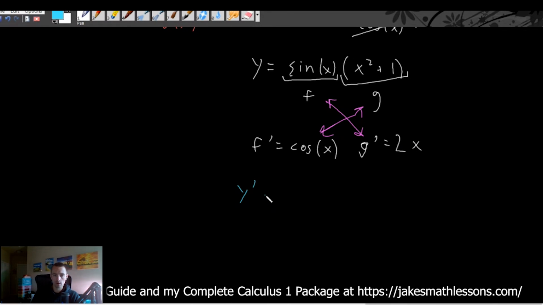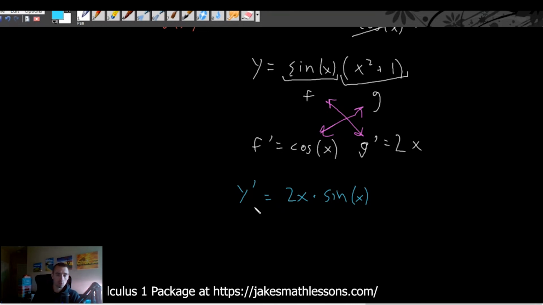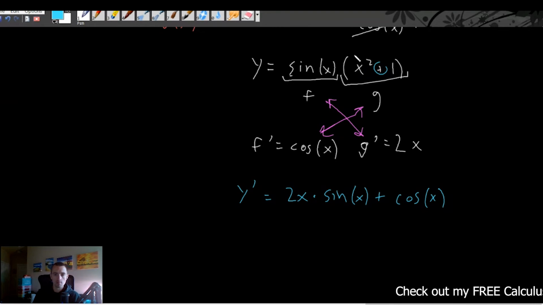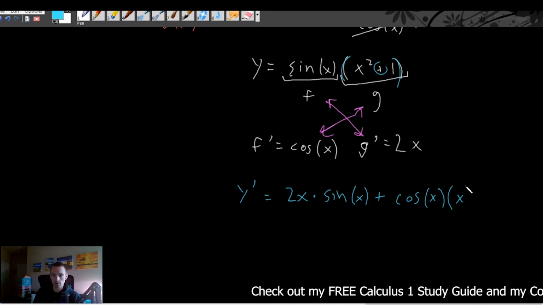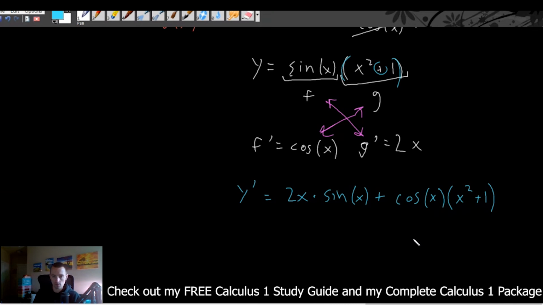So y prime equals 2x times sine of x. Multiplication, the order can be switched. So sine of x times 2x is the same as 2x times sine of x. Okay. Then we multiply cosine of x times everything in the parentheses here. And like I said in the last example, if you have adding and subtracting within a specific piece, like g is x squared plus 1, we have this addition here, make sure you keep your parentheses around the whole thing. So cosine of x needs to be multiplied by x squared plus 1 in parentheses. Otherwise, the cosine x wouldn't distribute like it's supposed to.